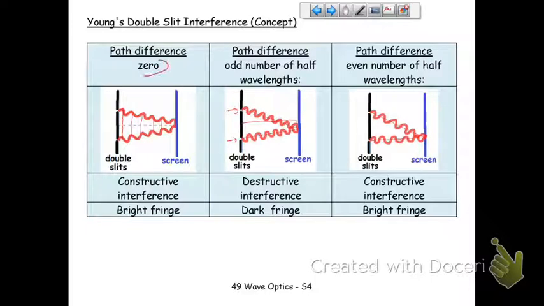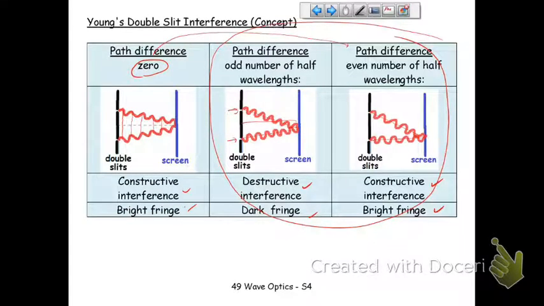When the path difference is 0, crest arrives with crest, trough arrives with trough, constructive interference. I get a bright fringe. When the path difference is an odd number of half wavelengths, that's half a wavelength or 1.5 wavelengths or 5.5 wavelengths, whatever, then crest arrives with trough, we get destructive interference, we get a dark fringe. Even number of half wavelengths, that's 2 halves, 4 halves, 6 halves, 8 halves, no halves is even, then I get constructive interference, a bright fringe. So if you take 0 as an even number of half wavelengths, there are your two choices that we look at. We don't look in between, we just look at those two choices.